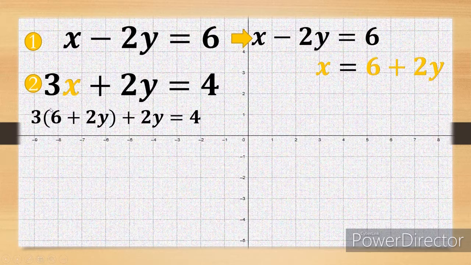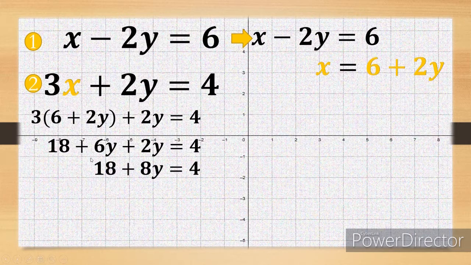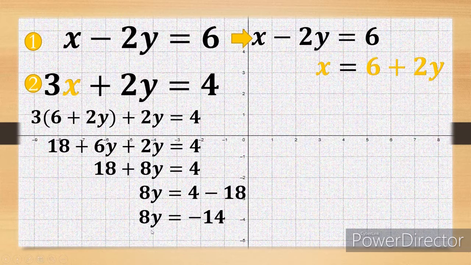Okay? So, by simplifying, we will be having 3 times 6 is 18. 3 times 2y is 6y plus 2y equals 4. Then, simplifying, we have 18 plus 6y plus 2y is 8y equals 4. We now have 8y equals 4 minus 18. So, 4 minus 18 is negative 14. Divide both sides by 8. So, our y is negative 7 over 4.